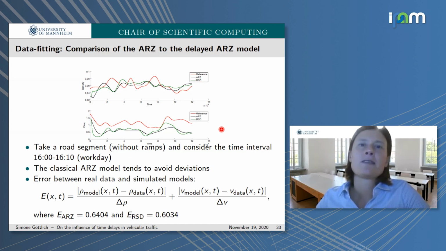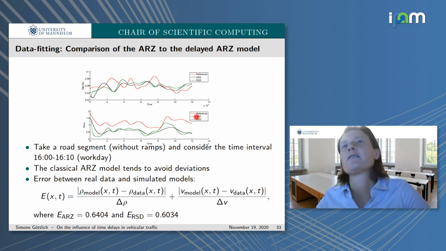We can observe that the classical RZ model tends to avoid deviations, while the RSD or the delayed RZ model has stronger peaks, okay? We also observe that both models, the RZ and the delayed RZ, are somehow shifted relative to the real data. But this is something Van Hertie and Seibold also observed, so this is nothing new. This can be seen modulo a time shift given by this reference data. I have no clear explanation for that.